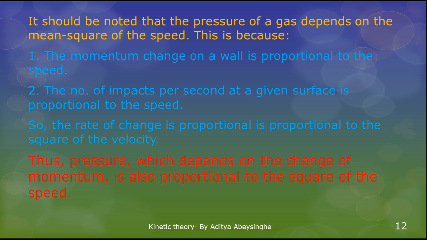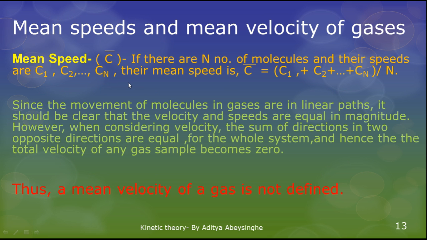Now I'll explain the mean square of the speed. First of all, the mean speed of a gas: say you have a gas sample of molecules traveling at speeds of 2, 4 and 6 in some direction. The mean speed of that gas is actually the average of the speeds of the individual molecules.